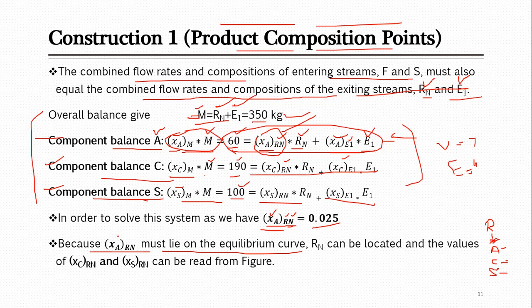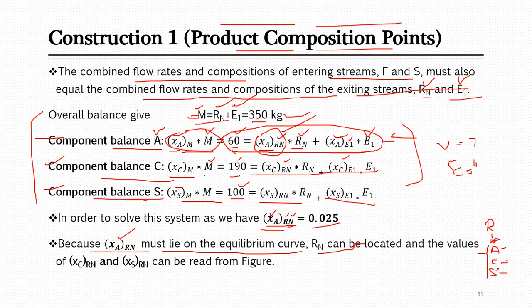So it means this point, X A R N, will lie on the equilibrium curve. If we locate it on the equilibrium curve, it will be very easy for us, because the equilibrium line is constructed with the help of 3 points or 3 components, that is A, C and S.